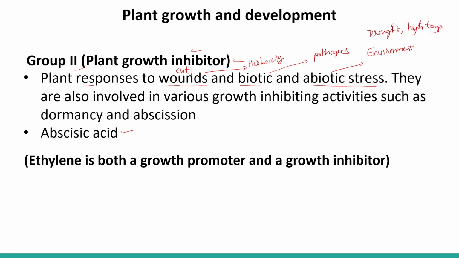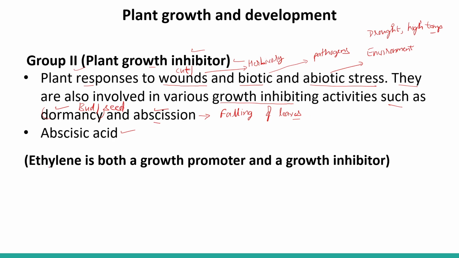So these plant growth inhibitors are involved in various growth inhibiting activities such as dormancy and abscission. They are involved in dormancy, such as bud dormancy or seed dormancy, or they are involved in abscission. What does abscission mean? Falling of leaves. This phenomenon is known as abscission.